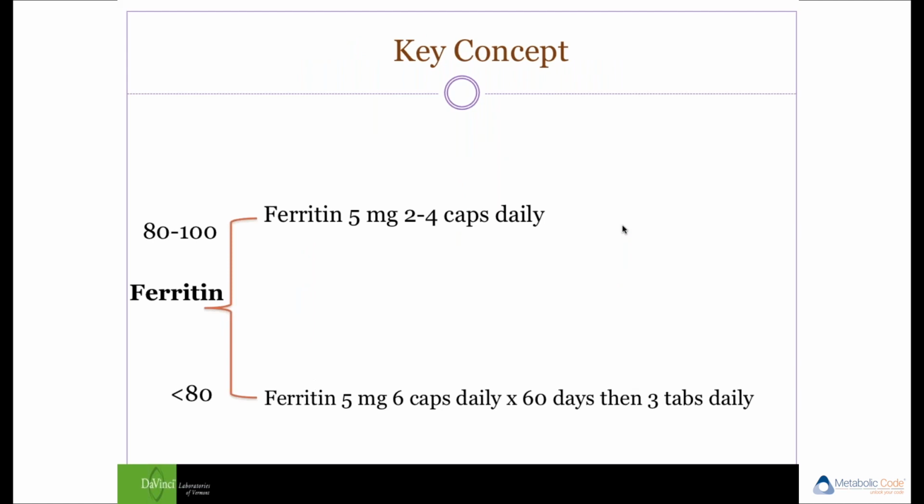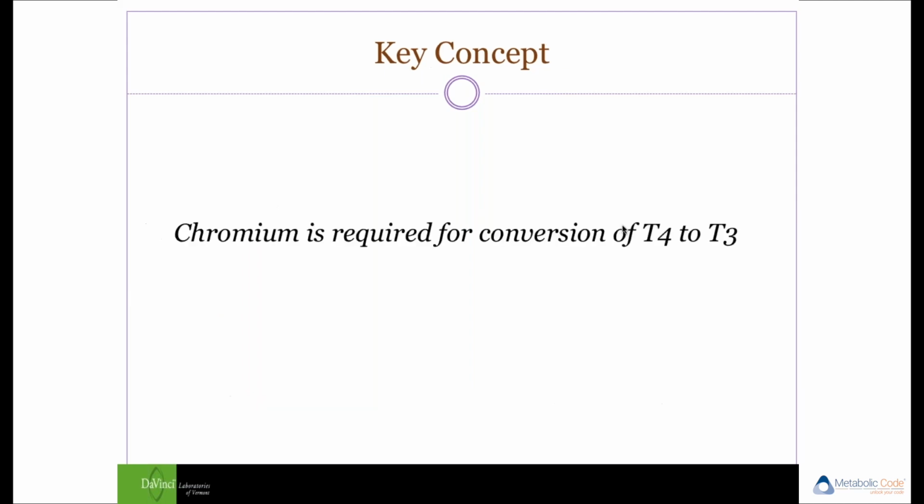Don't forget that ferritin is critically important for good energy production, mitochondrial function, and thyroid control. So if you measure ferritin levels and they're less than 80, you can give ferritin back. You don't have to necessarily do iron. These are 5 milligram capsules, 6 caps daily for 60 days and then 3 caps daily. If her ferritin's 80 to 100, you may want to do a little bit of ferritin, 2 to 4 caps daily.